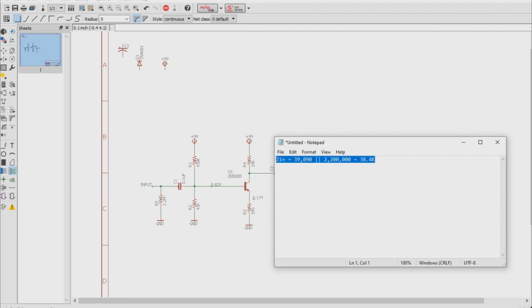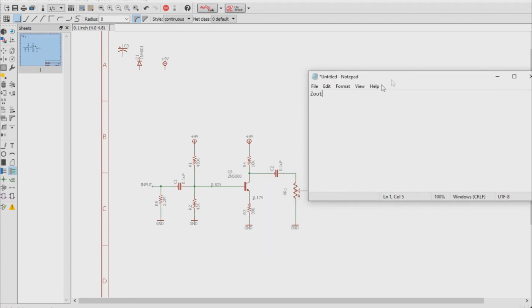Now the last part would probably be the output impedance. Let's finish that out here. The output impedance is a little bit easier to calculate. So Z out is going to simply be R4 in parallel to VR1. So if the volume is maxed on the volume knob, we know VR1 is a 100K pot, and we know R4 is 10K. So that equals 9.09K.